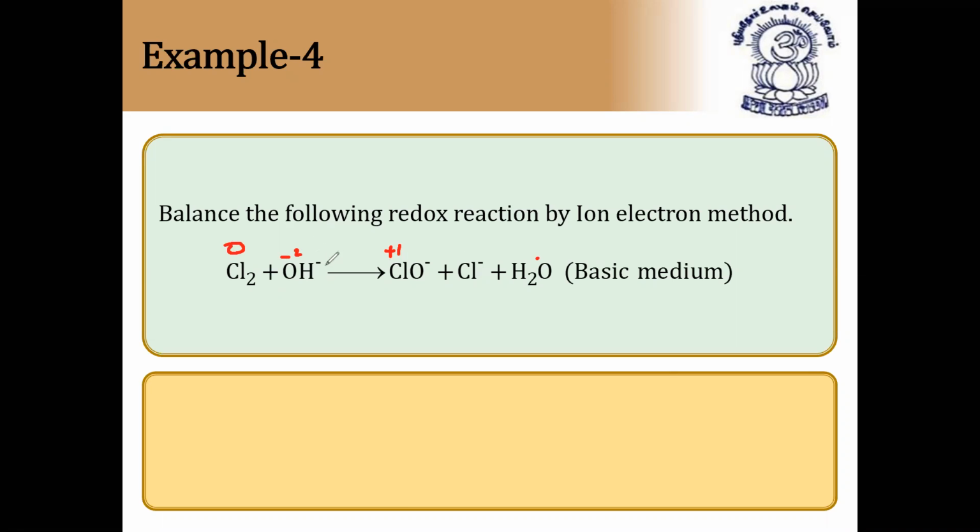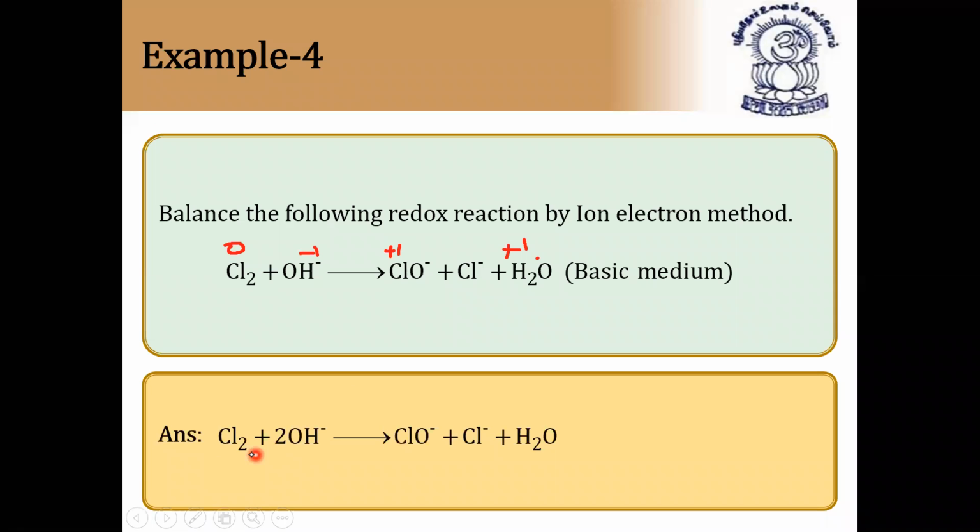Same thing. Anyway, oxygen is not changing. H minus is changing because it is changing from -1 to +1. Here oxygen is not changing. Hydrogen is changing from -1 to +1. So difference is 2 electrons. So easily you can try out. You'll get the answer. Let us see the answer now.